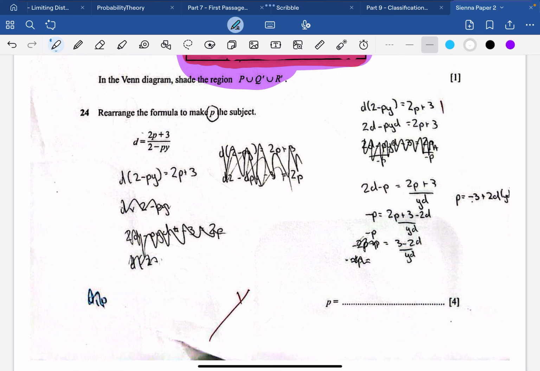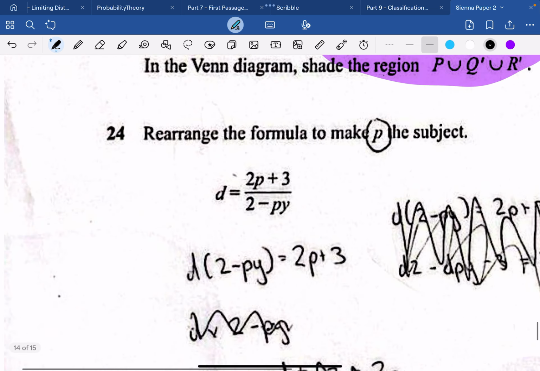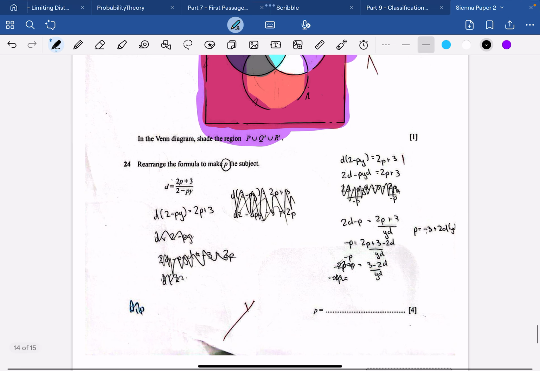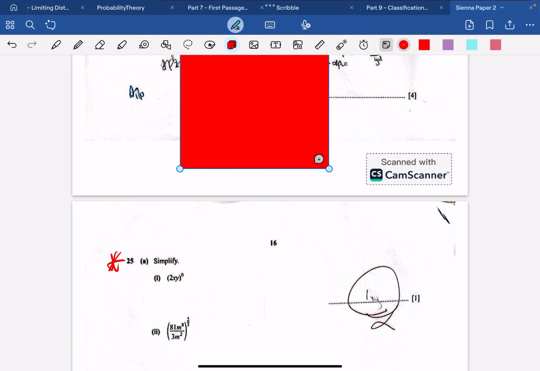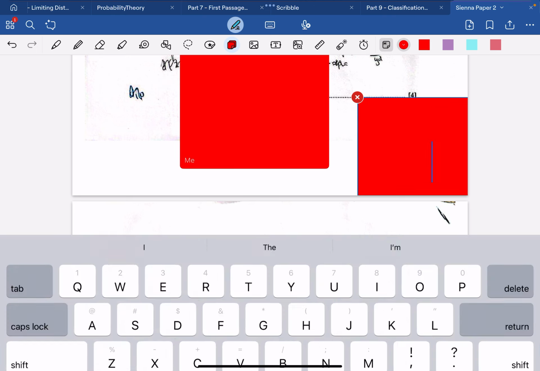Now let's give this next question a shot. Rearrange the formula to make P the subject. So we want P here to be the subject, okay? Once again, I'm just going to paste a sticky note, have the sticky note cover your writing, and then I'll write over the sticky.